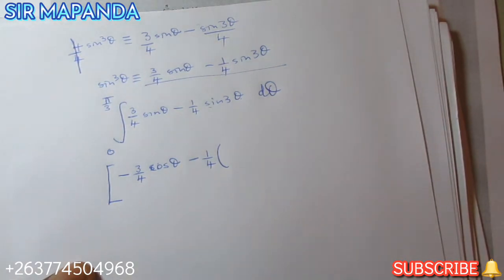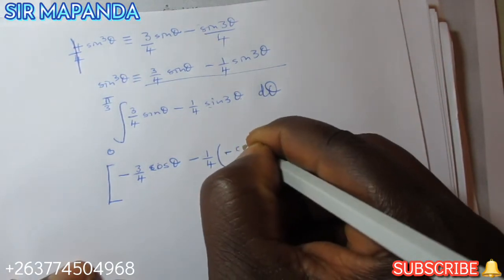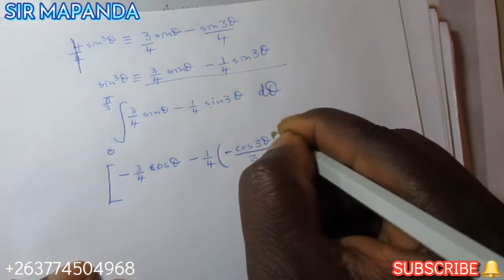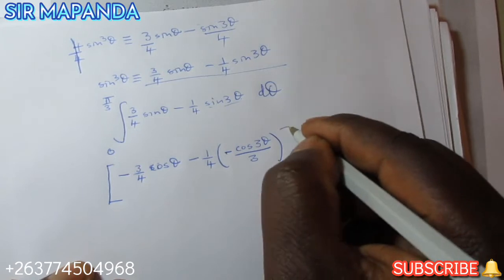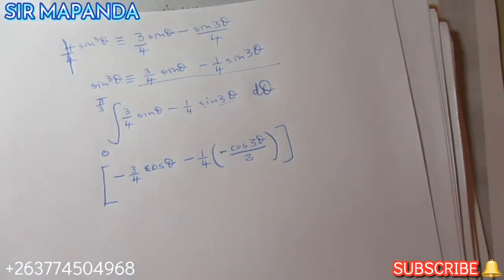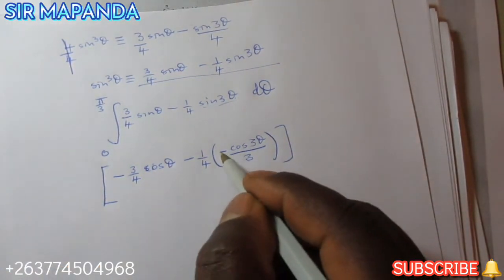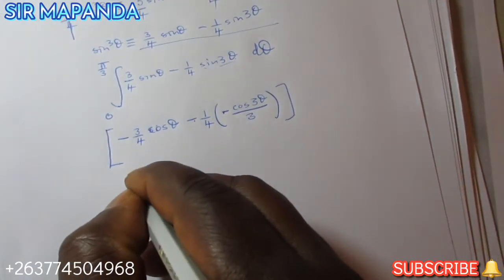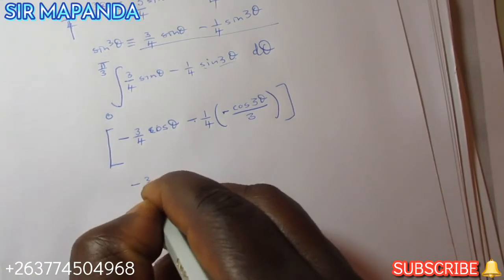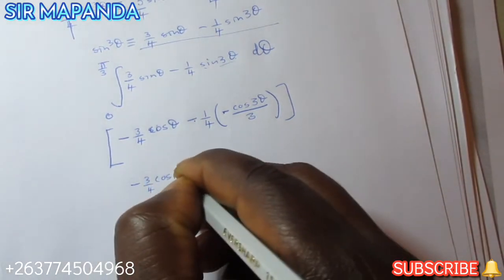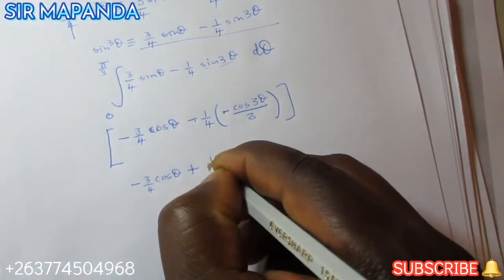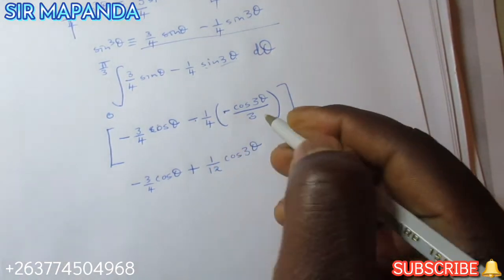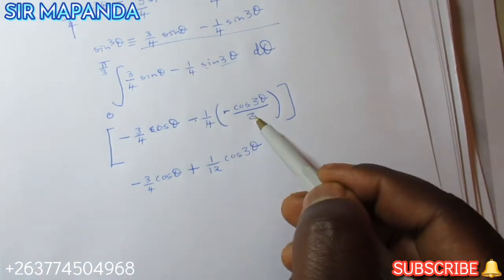So the integral of sine 3 theta is minus cos 3 theta divided by 3, which is the derivative of 3 theta. I hope you are following. Right. So negative and negative, they produce a positive result, giving us minus 3/4 cos theta plus 1/12 cos 3 theta, where 12 is 4 times 3.